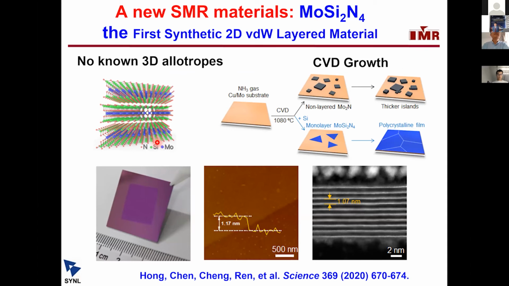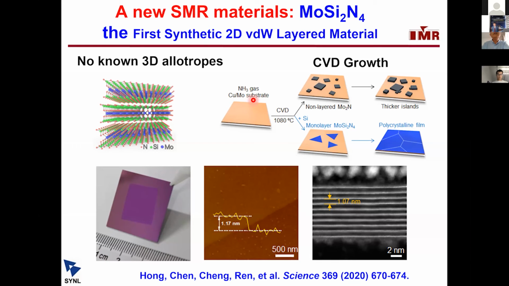And we do synthesize this material. For example, we have synthesized this molybdenum silicon nitride. Actually, this material is the first synthetic two-dimensional van der Waals layer material, because we cannot find a similar material in nature. No three-dimensional allotropes. So the synthesis is quite simple.